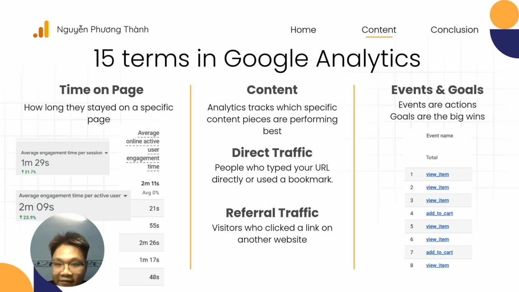And finally is events and goals. The most important part. Events are actions, like clicking a button, and goals are the big wins, like sales, downloads, or signups.